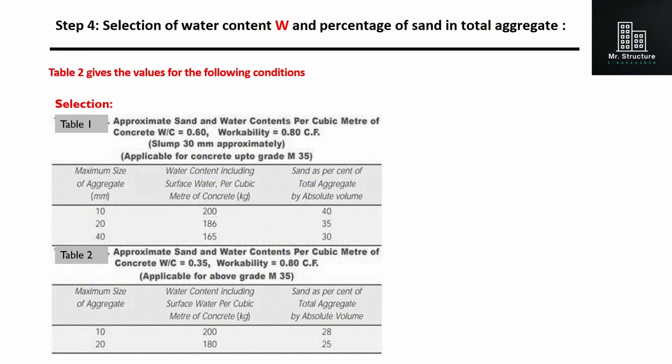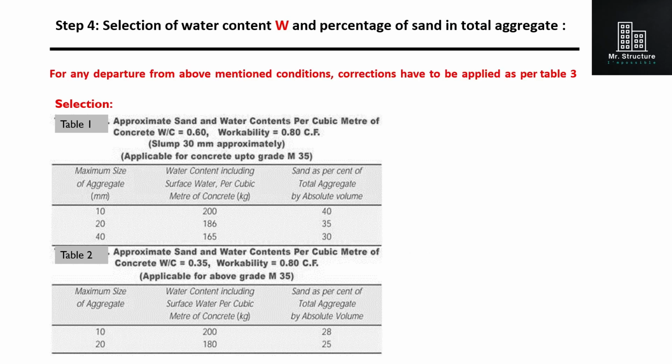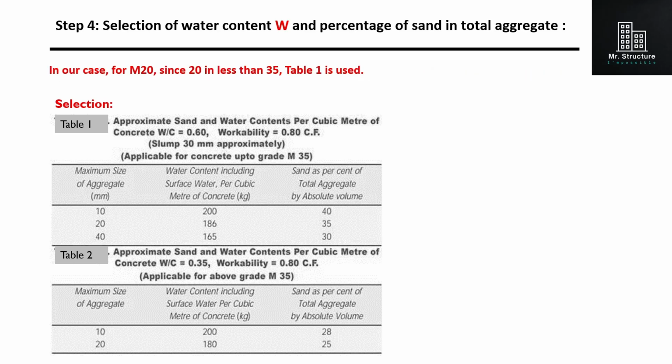Similarly, table 2 gives the values of water content and percentage of sand in total aggregate for the following conditions. Shape of coarse aggregate angular, zone of fine aggregate second, workability value equal to 0.8 compaction factor or 30 mm slump approximately, and a water cement ratio of 0.35. For any departure from above mentioned conditions, corrections have to be applied as per table 3. In our case, for M20, since 20 is less than 35, table 1 is used.